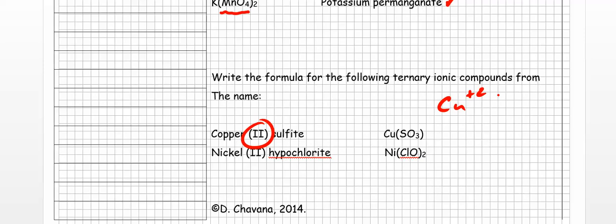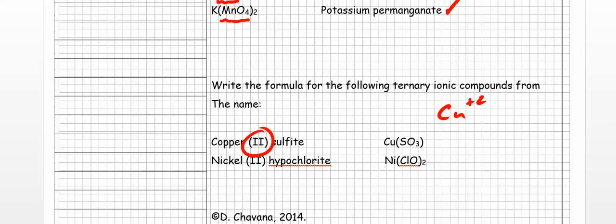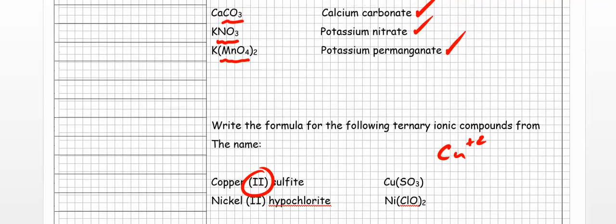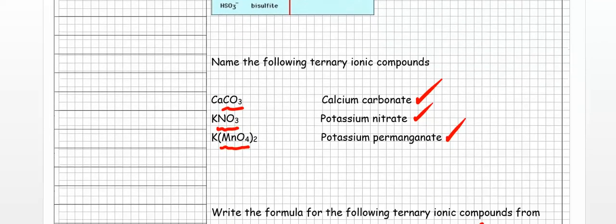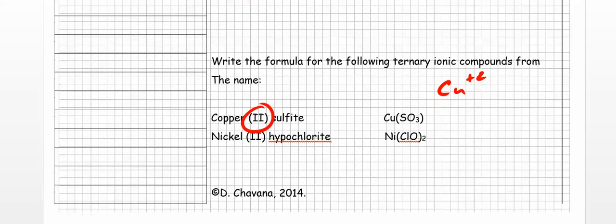Now sulfite, let's go back up to our chart and find sulfite. It's right there. It's SO3 2 minus. Now sulfate and sulfite are two different things. Sulfate is SO4 2 minus. Sulfite is SO3 2 minus. We're going to make sure that we use sulfite. So SO3 2 minus.